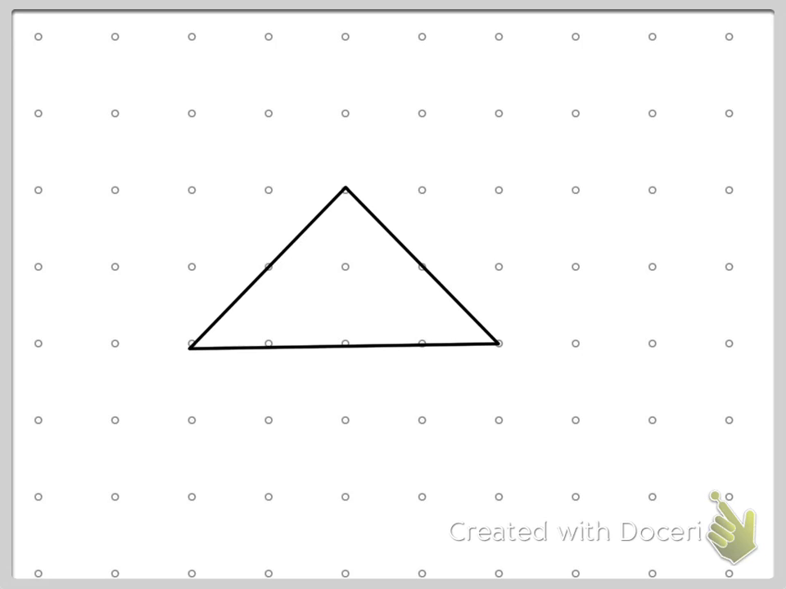Now, if you look, we have some points, and the points are where the lines meet. And this is called a corner of a triangle, but mathematicians call it an angle. Okay, so triangles have 3 angles. 1, 2, and 3. So now I want to make a polygon that has 4 sides.